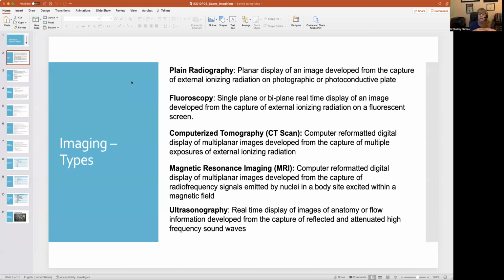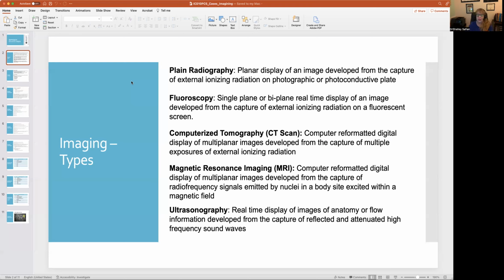The same thing goes with MRI, magnetic resonance imaging. And then, of course, we have ultrasound, which is also called sonography, which is also called ultrasonography. Yes, because why? Because it would be way too simple to have only one word to describe one thing, right?